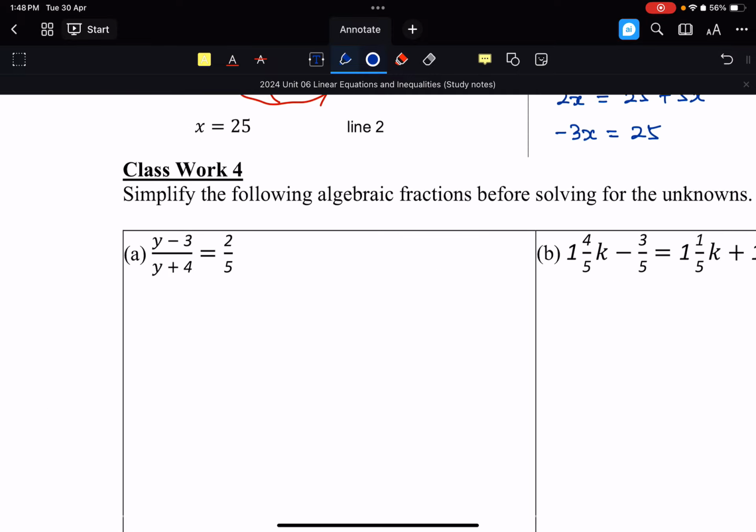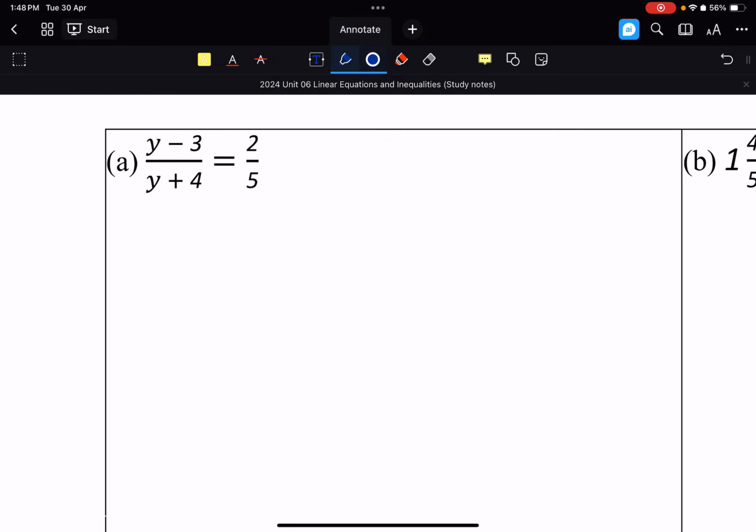Okay, classwork time. That means you can pause the video, try it out, unpause it, and compare answers. Pause. And we are back, right? So what can we do over here?